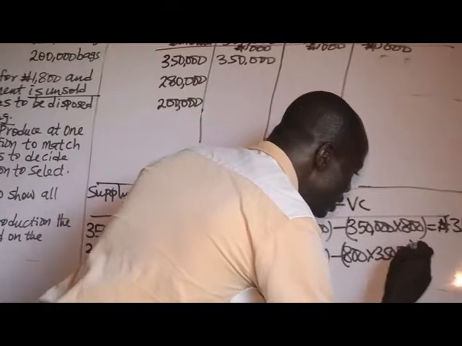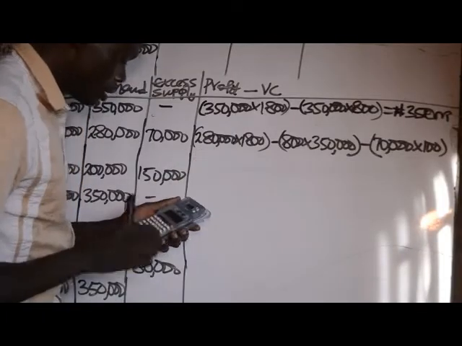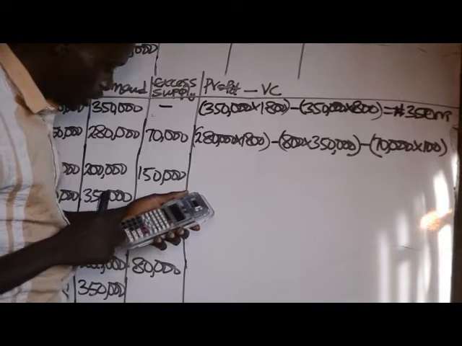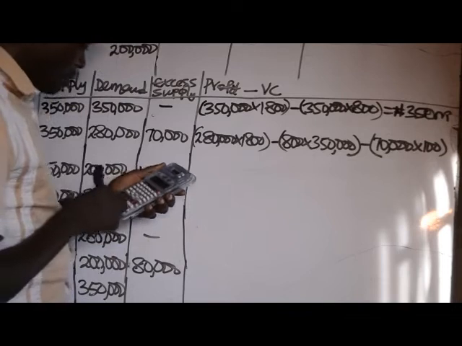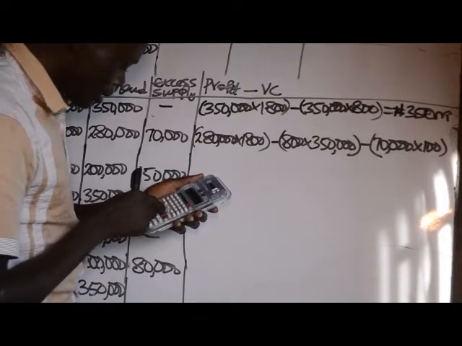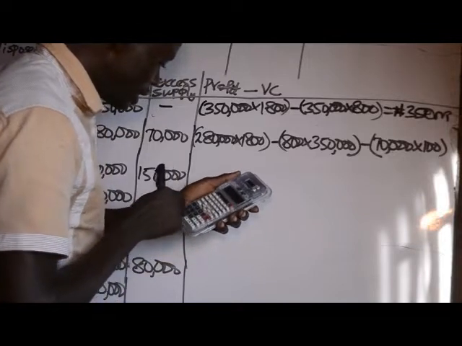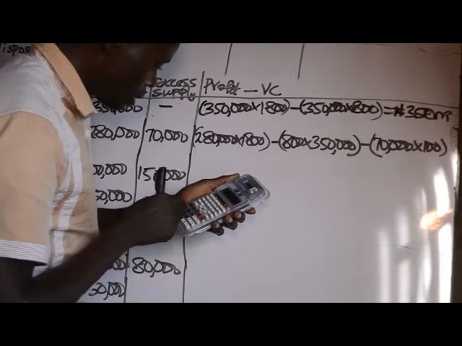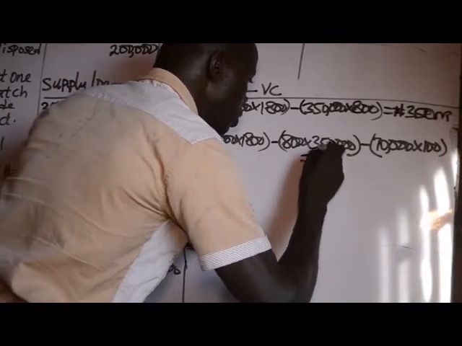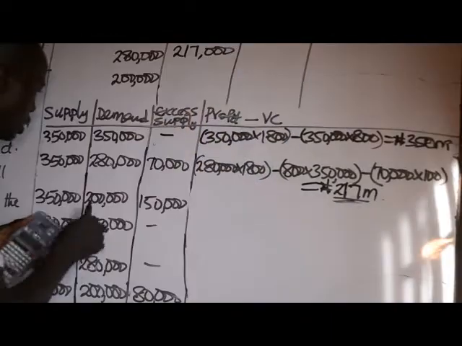So minus 70,000 times 100, so 280,000 times 1,800. 280,000 times 1,800 gives us 504 million naira, minus cost, which will be 800 times 350,000. So the difference between the two is 224,000. 70,000 times 100 minus 70,000 times 100. That gives us, so you have 217 million naira. So the difference is 217 million naira.